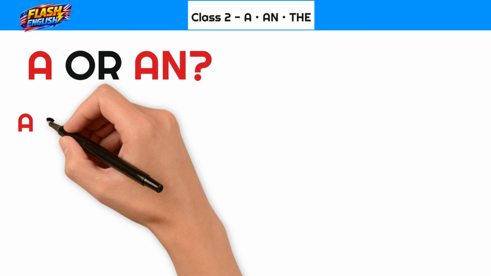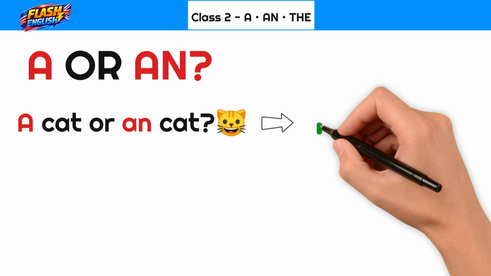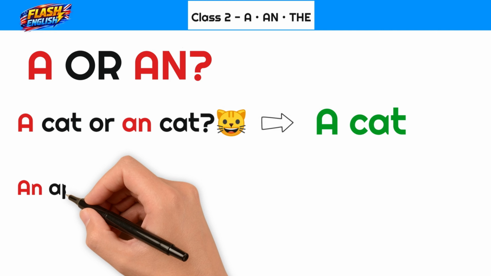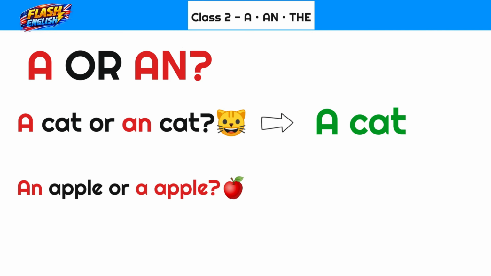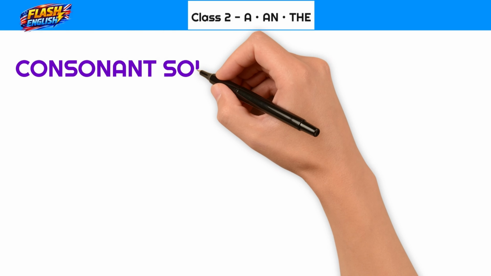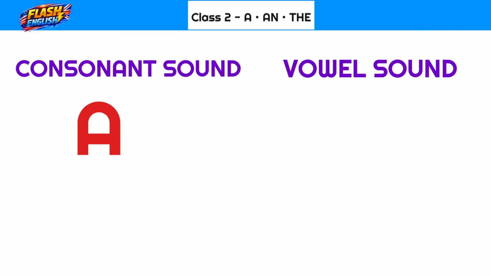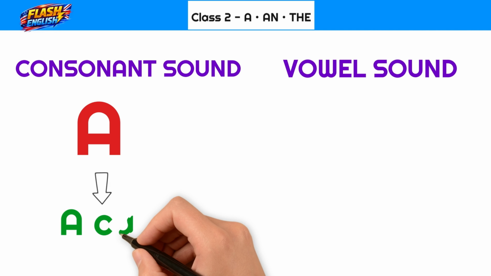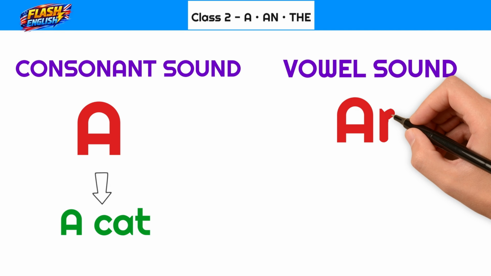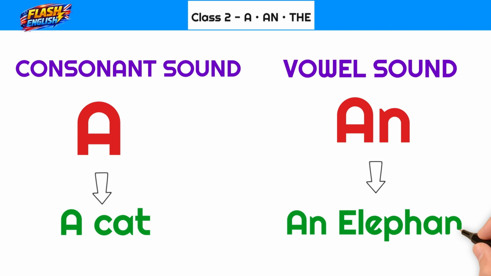A cat? Or an cat? A cat. An apple or a apple? An apple. You're getting it. Here's the simple rule. Use a before a consonant sound. A dog, a car. Use an before a vowel sound. An apple, an elephant. Remember the sound, not just the letter.